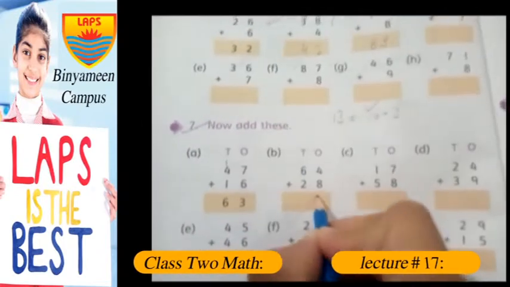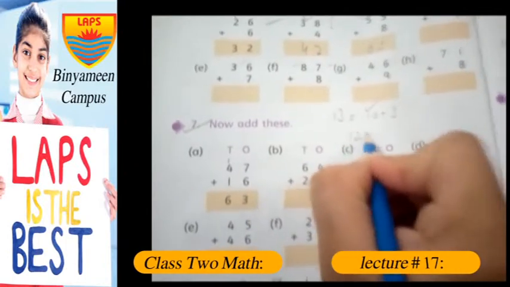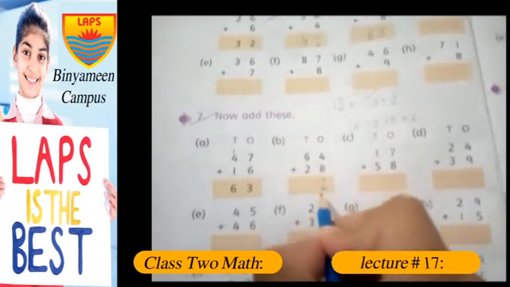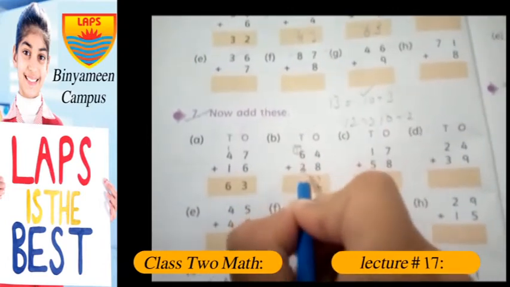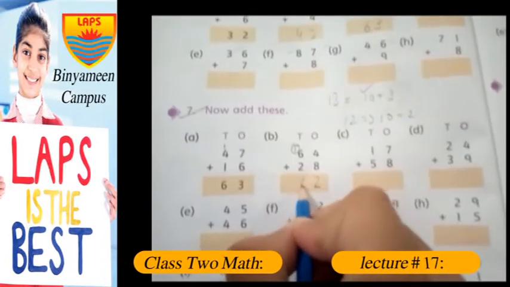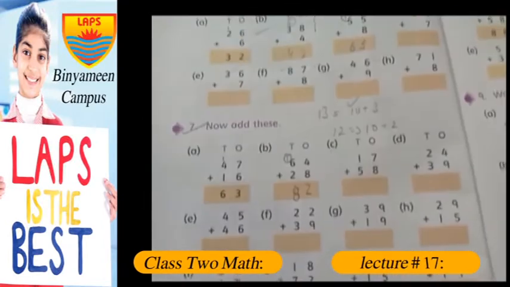8 and 4 makes 12. Similarly, 12 is made up of 1 ten plus 2 ones. Now 2 is placed here, 1 is carried to the tens group, and 6 and 1 makes 7, and 2 makes 9, so the answer will be 82.